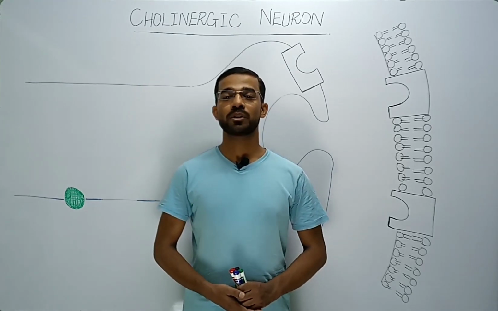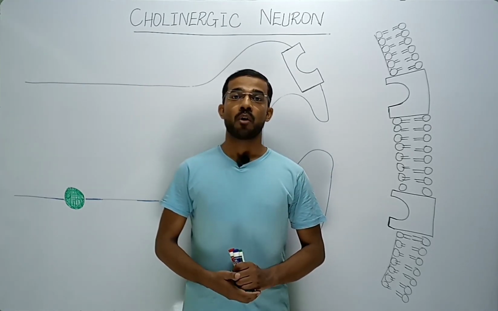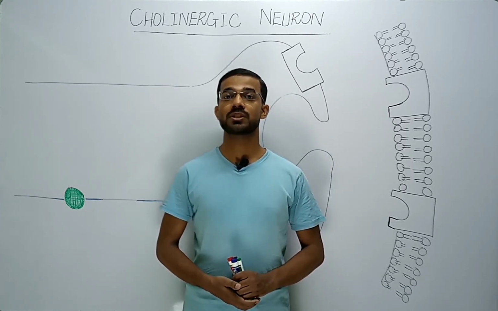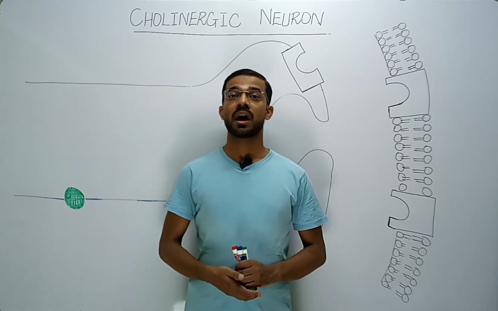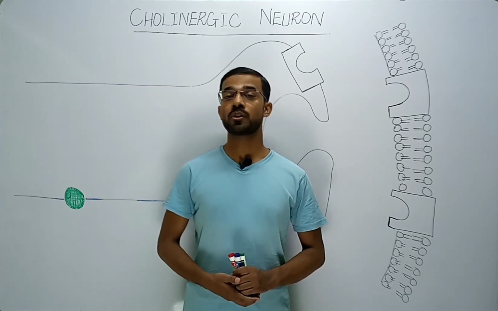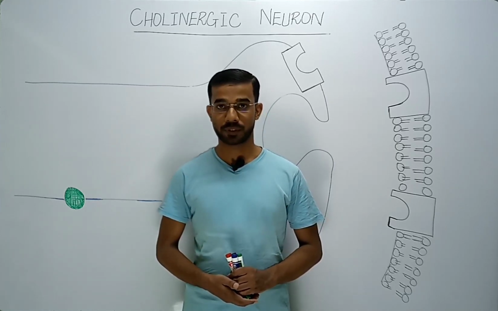Hello everybody, today we are going to discuss cholinergic neurons. We will discuss how cholinergic neurons synthesize the neurotransmitter, how cholinergic neurons secrete the neurotransmitter, and how the neurotransmitter will bind to its respective receptors.